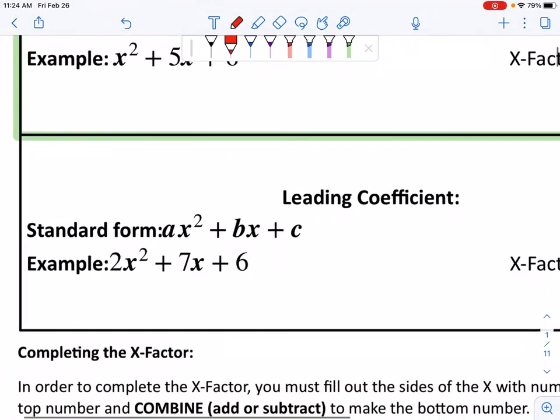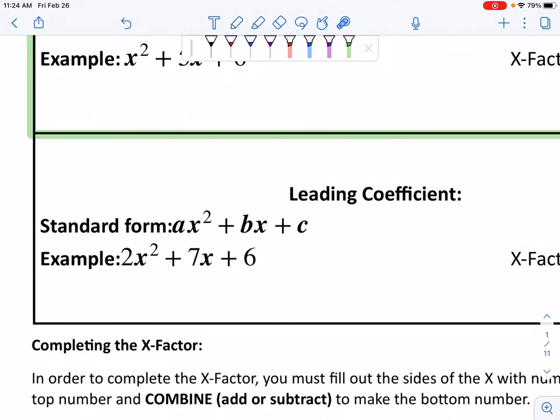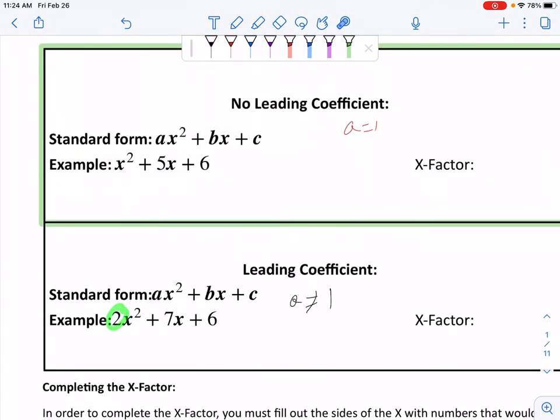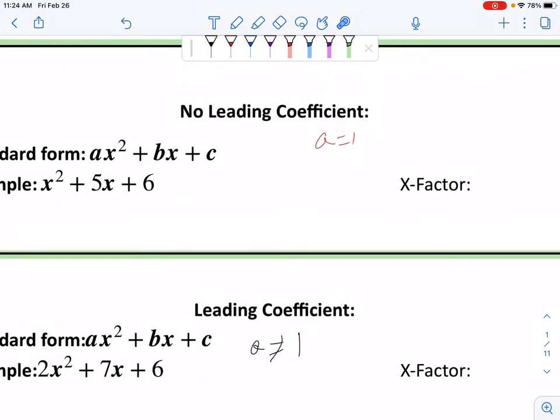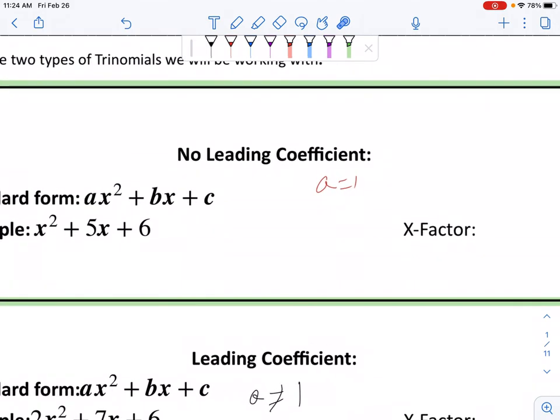A leading coefficient, which we're not going to see for quite a while, is when our a is greater than 1. It's going to be any number larger than 1, or just any number that's not 1. So in this case, we have a 2 here. So a does not equal 1. A is a different number other than 1. And there's a different set of rules that we're going to learn for that. Some similarities, but we're going to focus on no leading coefficient.